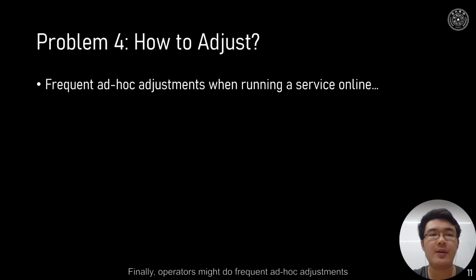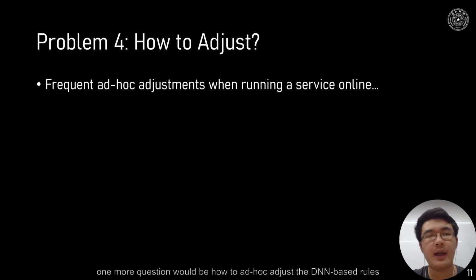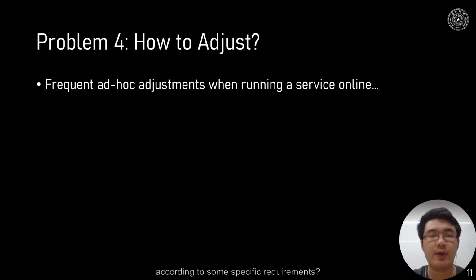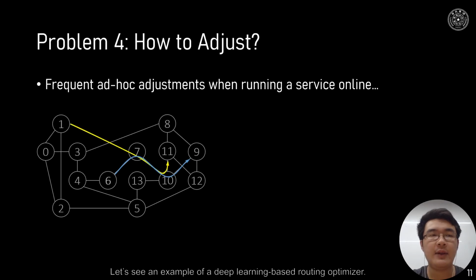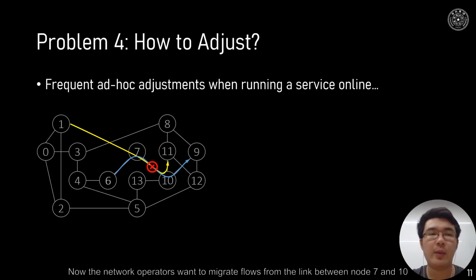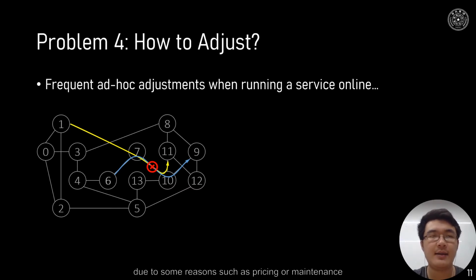Finally, operators might do frequent ad hoc adjustments to the existing rules of networking systems, such as routing reconfigurations. One more question would be how to ad hoc adjust the DNN-based rules according to the specific requirements. Let's see an example of a deep learning-based routing optimizer. The neural network has already decided the routing path for two flows as shown in the figure. Now the network operators want to migrate flows from the link between node 7 and 10 due to some reasons, such as pricing or maintenance.